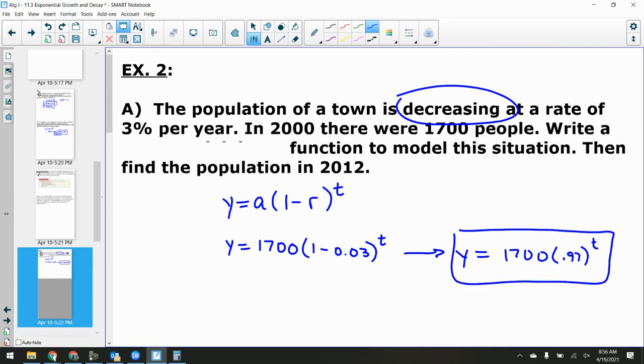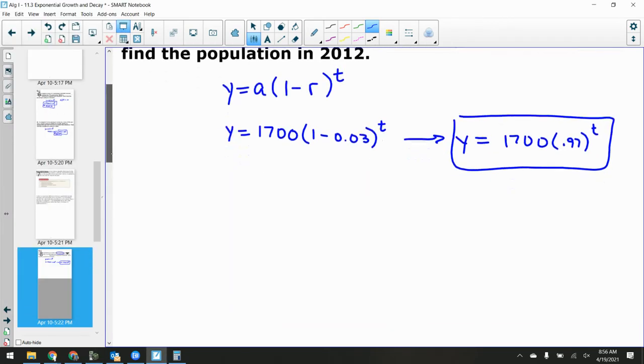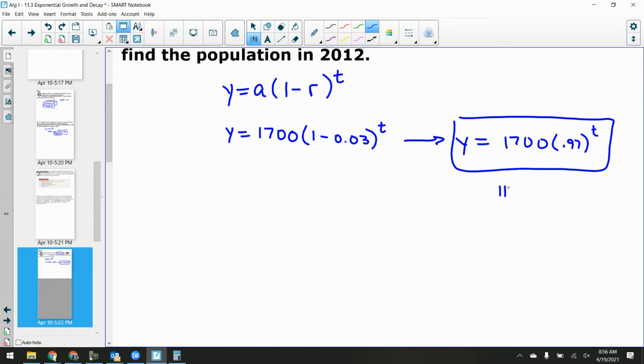And then find the population in 2012. So what's my t value? 12. Let's plug it in. 1,700 people in the town, decreasing at a rate of 3%, raised to the power of 12 to see how many people are going to be there in 12 years. 1179.53.